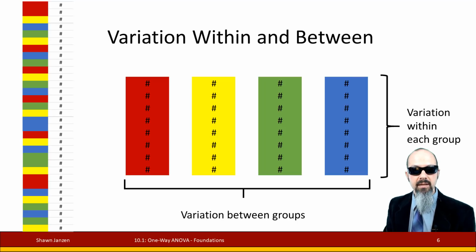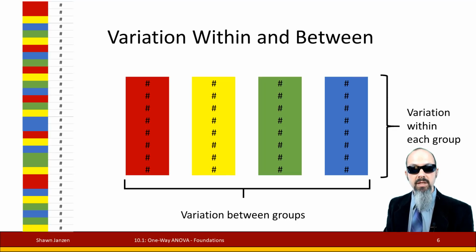Now let's take that instance where we have them broken out into their groups, and talk about the two different types of variation. Variation within a group is saying, if I look at, say, the blue group, everybody inside the blue group is going to have some numerical answer to whatever we happen to be measuring, and everybody's going to have a slightly different answer. So there's going to be some variability within my particular group, and that's the variation within the group.